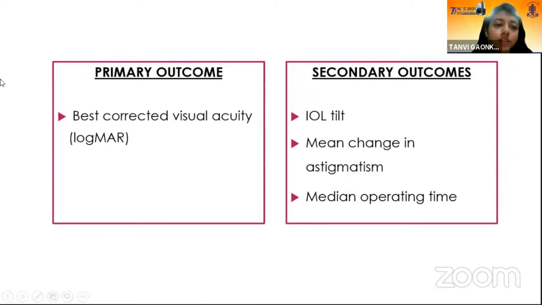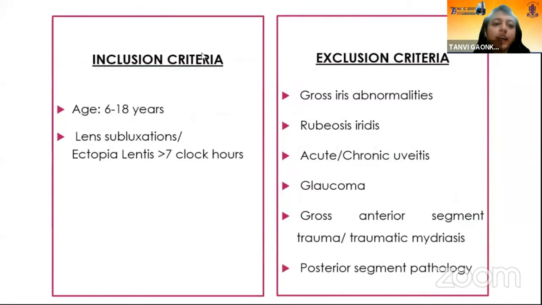So the primary outcome was assessment of the best corrected visual acuity in logMAR, and secondary outcomes were assessment of the IOL tilt, mean change in astigmatism, and the median operating time. All these parameters were calculated at 3 months. The inclusion criteria included all the patients in the age group of 6 to 18 years with large lens subluxations of more than 7 clock hours. Any patient with gross iris abnormalities, gross anterior or posterior segment trauma or pathology were excluded.